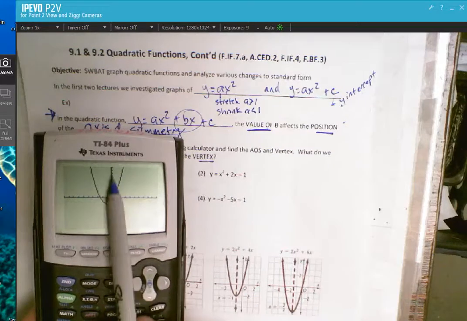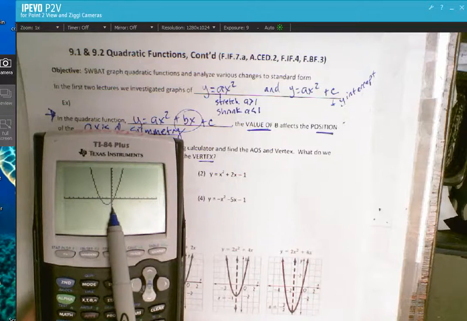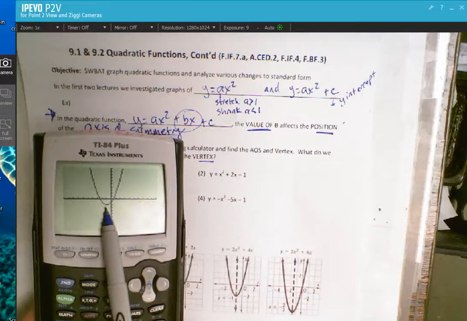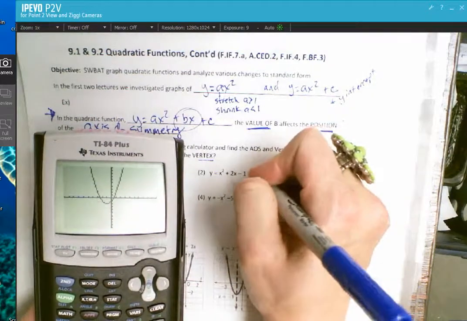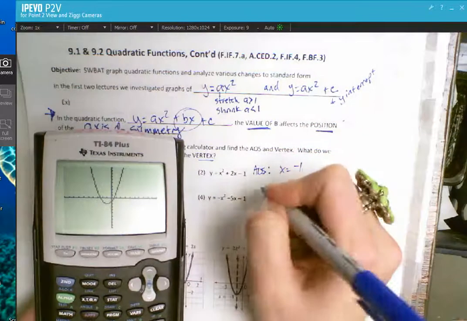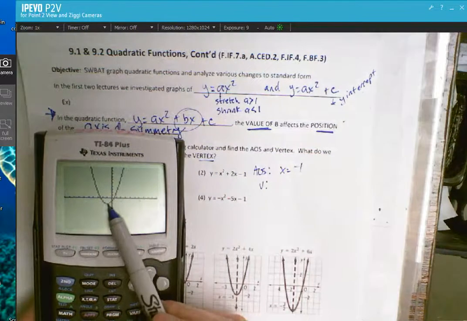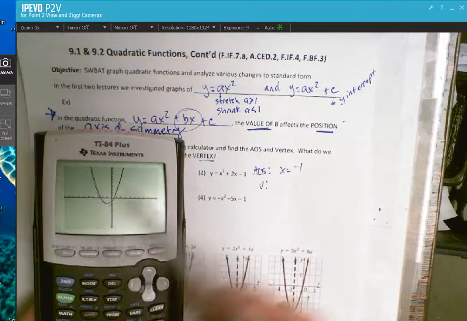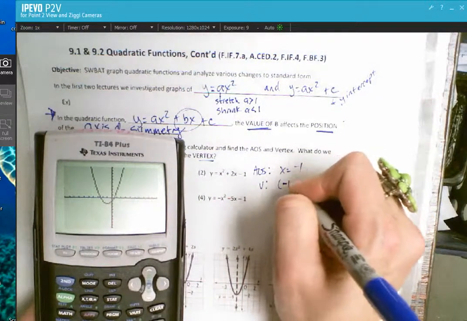If you take a look, my axis of symmetry has been the y-axis, or x equals 0. But what's happened now, since I have the b term, my axis of symmetry has been shifted over to x equals negative 1. So I've got axis of symmetry x equals negative 1. And I can find my vertex. My vertex is the lowest point because it's upward facing. So I look for my vertex. My vertex is at negative 1, negative 2.